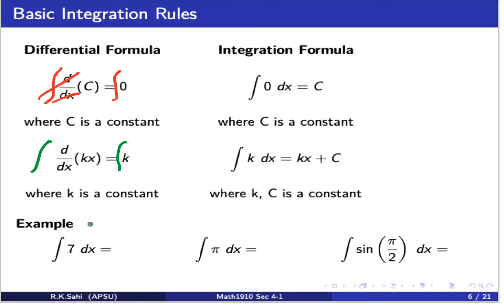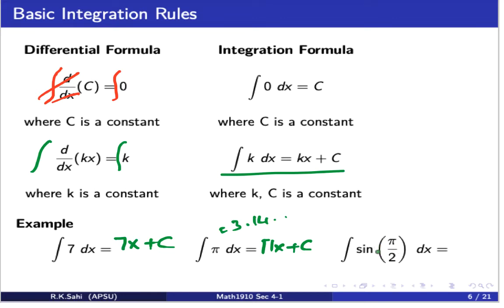Okay, so let's look at this example. This is what is important for us. This formula is what we'll be looking at. If I have the integral of a constant dx, automatically, what will be the answer? 7x plus c. Okay, let's look at the integral of pi dx. Now we all know what pi is. Pi is that number 3.14 and so on. So the integral of pi dx again is going to be pi x plus c.